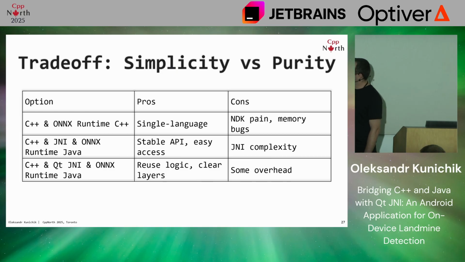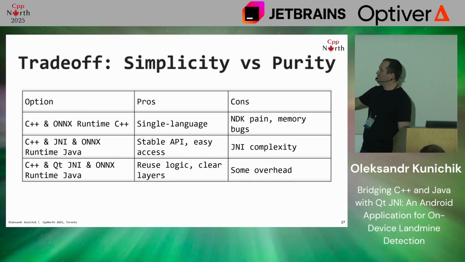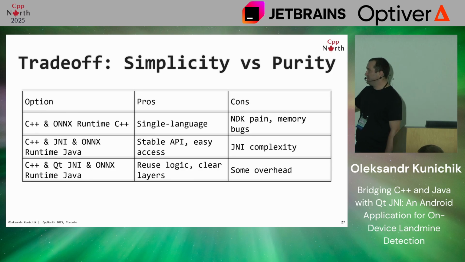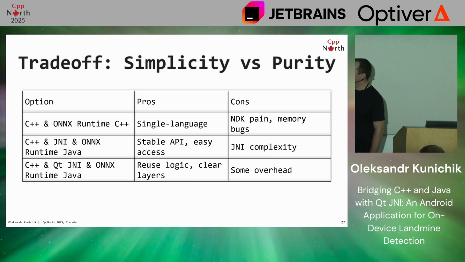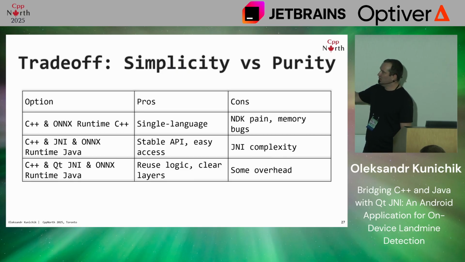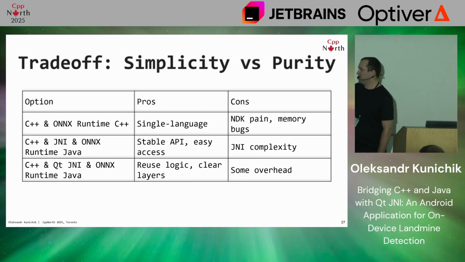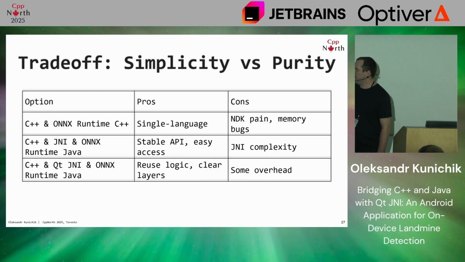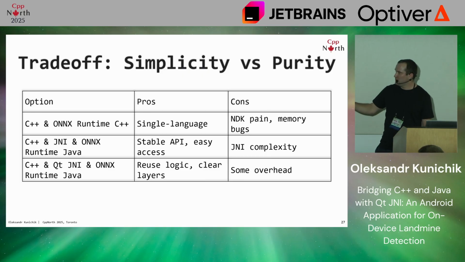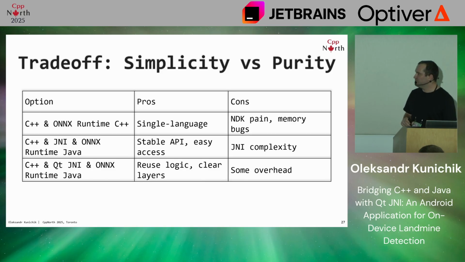So here are three trade-offs. The first one is to write everything with C++, so ONNX, which is originally a C++ library. Then, like an intermediate decision, to use runtime Java, but raw JNI. And the third one, which I came up with, is to use runtime Java and Qt JNI.